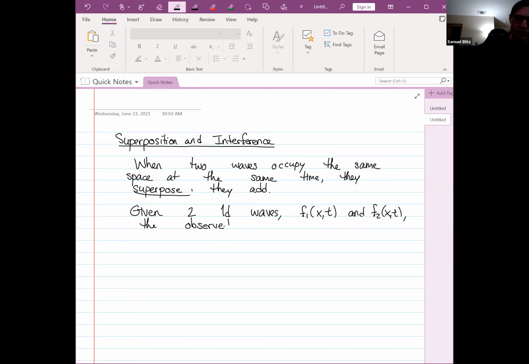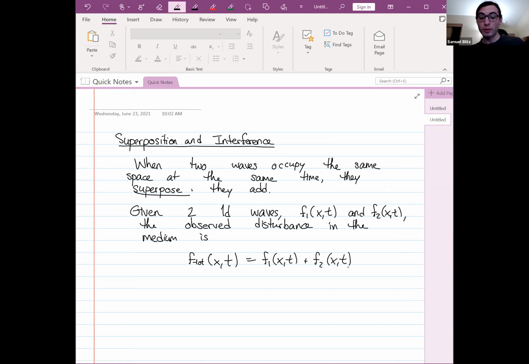Remember that wave functions just describe how much the medium is disturbed, so how much the pressure is different from the normal pressure for a sound wave, or how much the string is above its midpoint, and so on. So the observed disturbance as a result of these two waves interacting is found just by adding. The total disturbance is a function of position and time, and it's just equal to the sum of the disturbances of the two waves that are moving through that space. And the total disturbance will also move, and it'll actually just look like a wave.